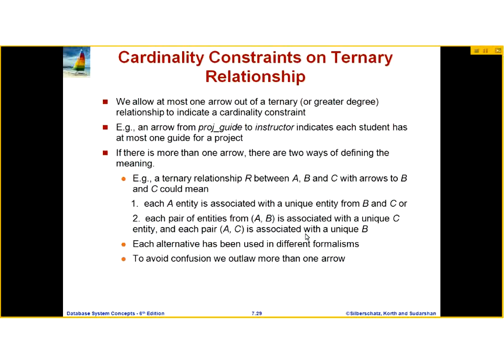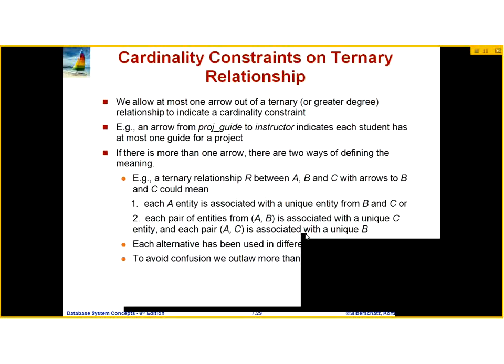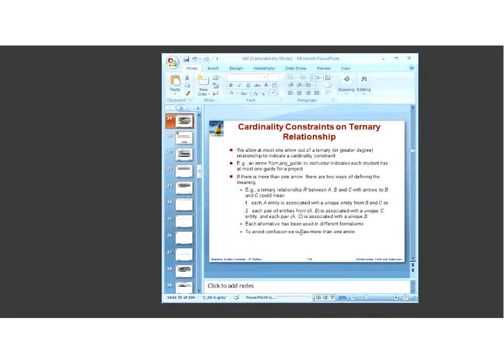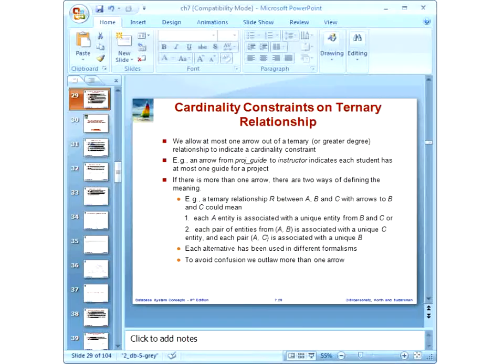We allow at most one arrow out of a ternary relationship to indicate a cardinality constraint. For example, an arrow from project guide to instructor indicates each student has at most one guide for a project. If there is more than one arrow, there are two ways of defining the meaning. For example, a ternary relationship R between A, B, and C with arrows to B and C would mean each A entity is associated with a unique entity from B and C, and each pair of entities from A, B is associated with a unique C. So to avoid confusion, we outlaw more than one arrow.